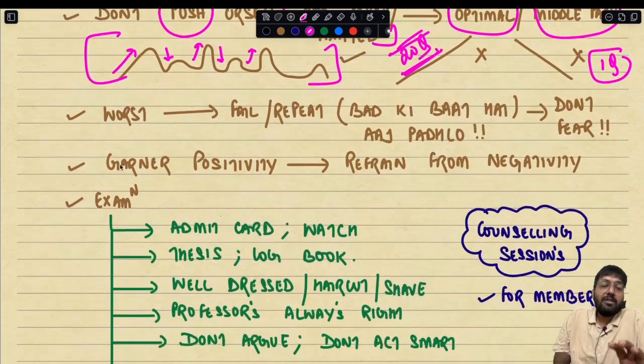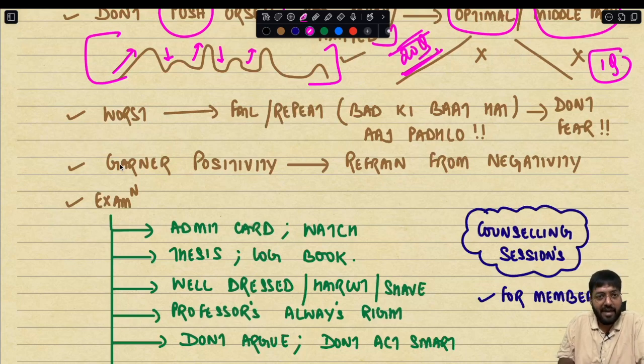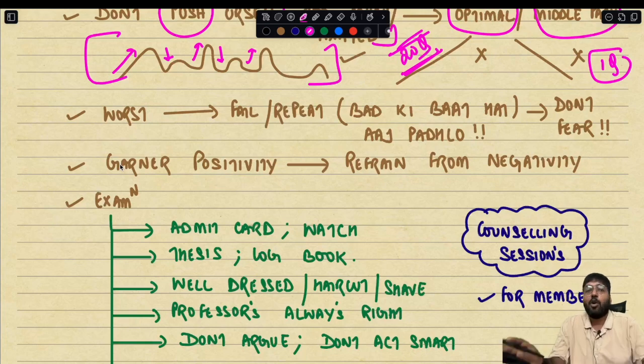What is the worst thing that can happen? The worst thing that can happen is fail, or you might have to repeat the exam, right? Okay, so what? I will fail, but I will give my 100%. That I am not going to fear.